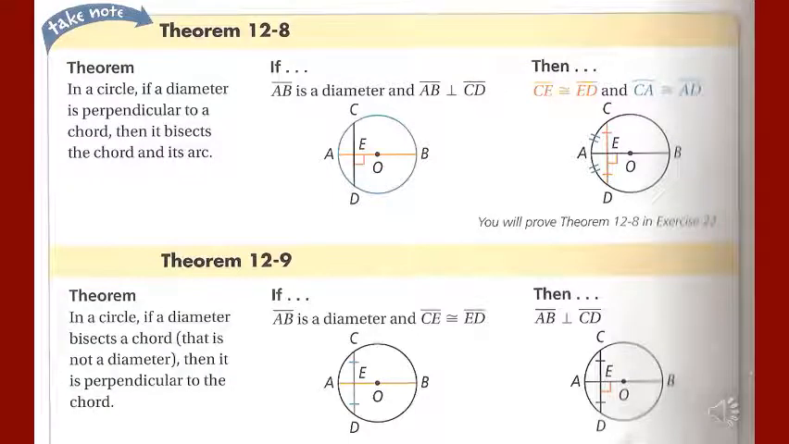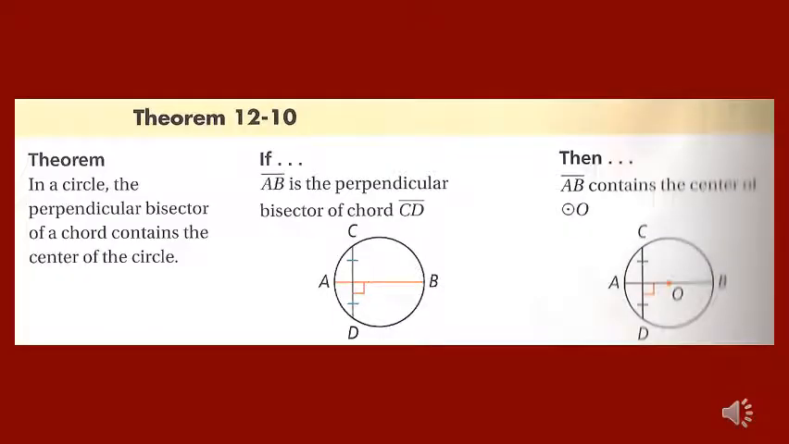A couple of other theorems your book talks about. It says in a circle, if a diameter is perpendicular to a chord, it bisects the chord and its arc. And if a diameter bisects a chord, then it's perpendicular to that chord. So whenever you've got perpendiculars, the chord is cut exactly in half. And the last little theorem here, in a circle, the perpendicular bisector of a chord contains the center. If you know you've got a chord that's perpendicular and it's cut in half, then the segment that does that has to go straight through the center. It's got to be a diameter.